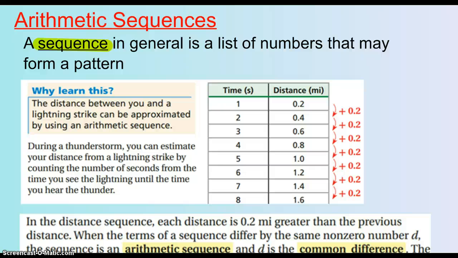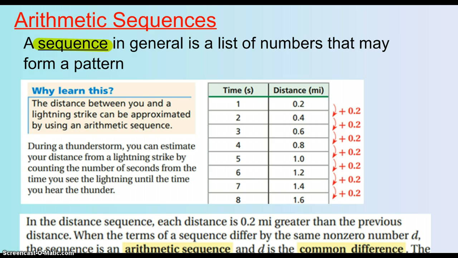Before we start, just have to let you know that a sequence in general is a list of numbers that may form a pattern. There are some sequences that are just lists of numbers that don't really have a specific pattern. We saw those when we were talking about domain and range and things like that. Sometimes there wasn't any rhyme or reason to the numbers that were in there, but sometimes we have these sequences that do form a pattern. And today we're going to talk about arithmetic sequences.